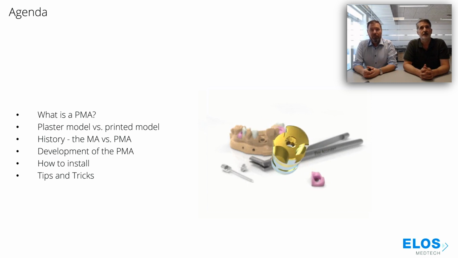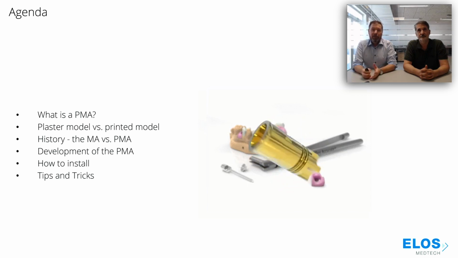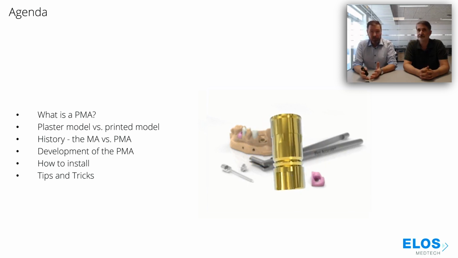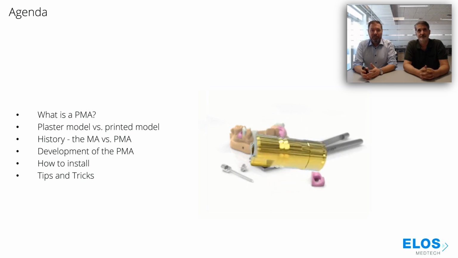Then we have a little about the plaster model versus the printed model, because I guess you can't really compare these two. Then we have a little about the history, because this is actually not the first analog or PMA that we had. We had a previous version as well, and we're going to touch base on what happened, which has to do with the technology. And then some development on how we developed the actual physical product and the history behind that.